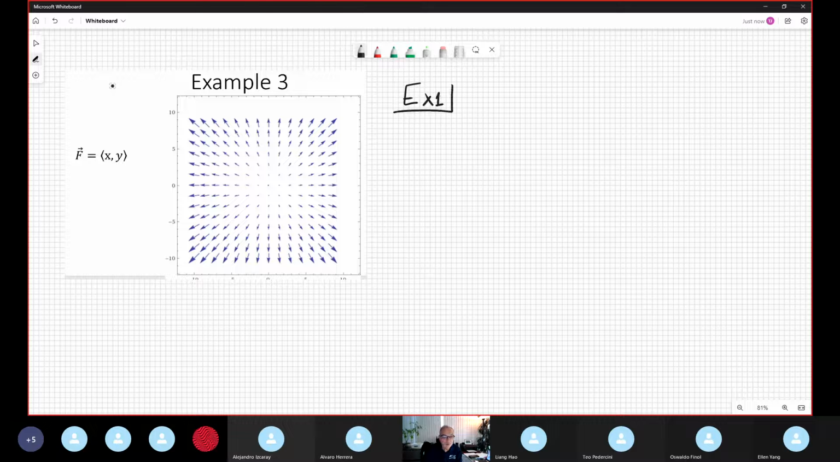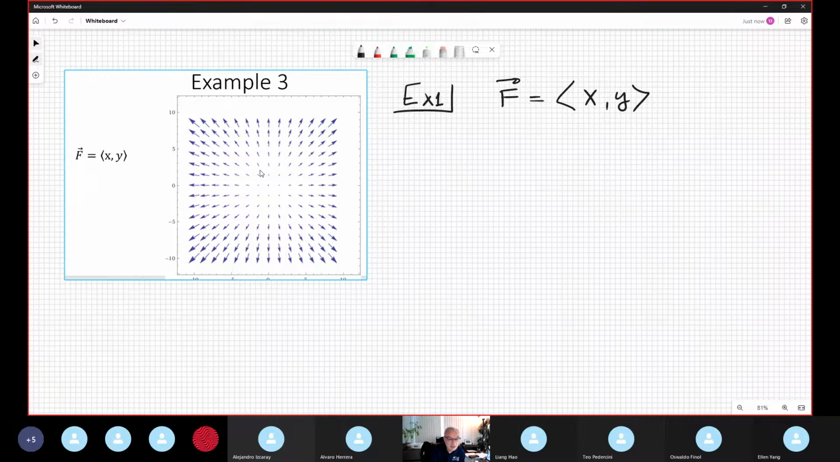Now, example 1 is a vector field F = (x, y). See, I did the sketch of the vector field using the application, you see something like that. It's completely radial. So from the origin, it opens in any direction, increasing the magnitude, the amplitude of the vector. Okay, this is an example.